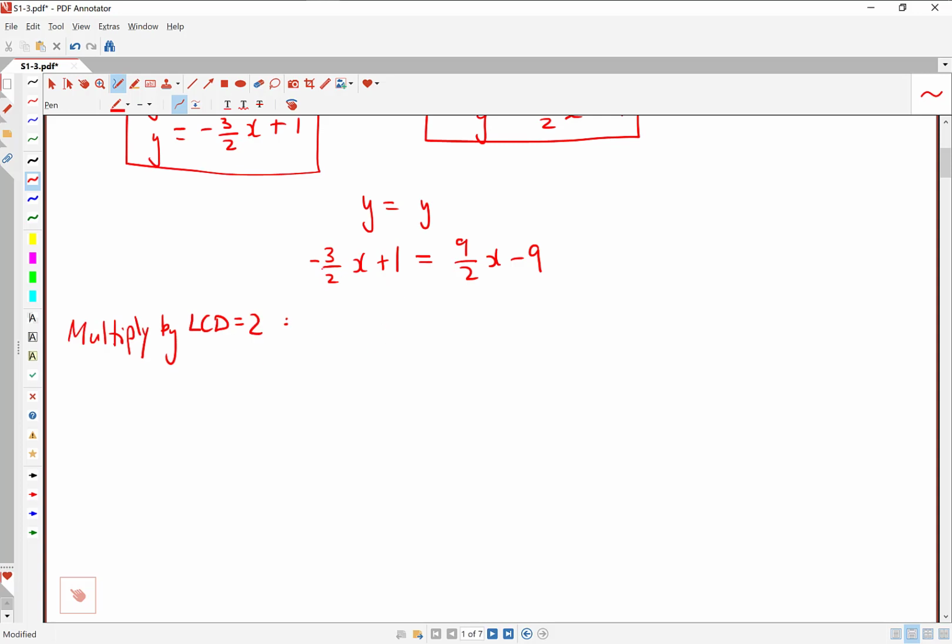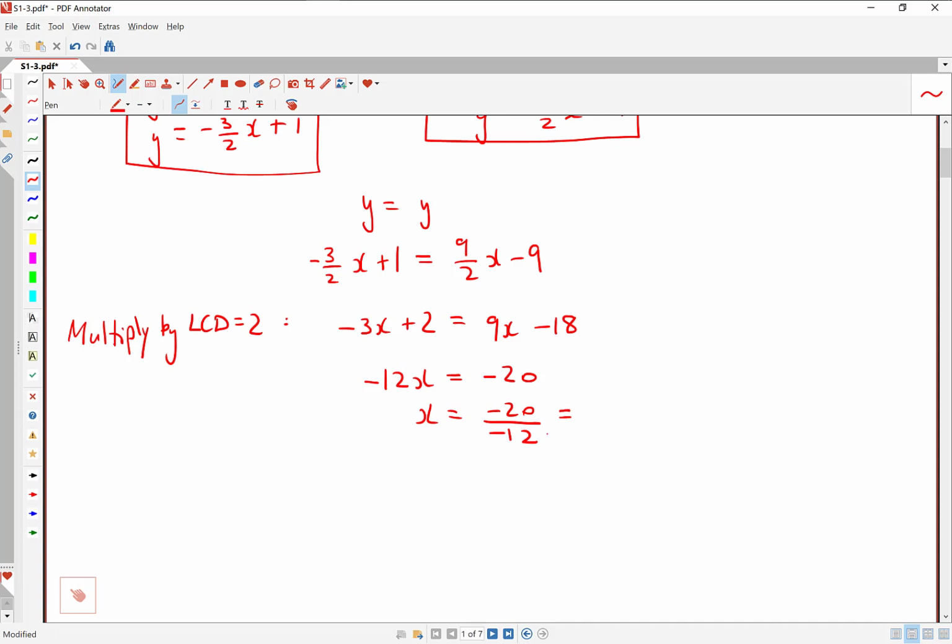All right, so multiplying each term through by 2, we'd have negative 3x plus 2 is equal to 9x minus 18. Now we've got a relatively friendly equation that we can solve for x. Let's move all the x's over to one side. We'd have negative 12x. And move all the numbers over to the other side. We'd have negative 20. So that tells us x is negative 20 over negative 12.